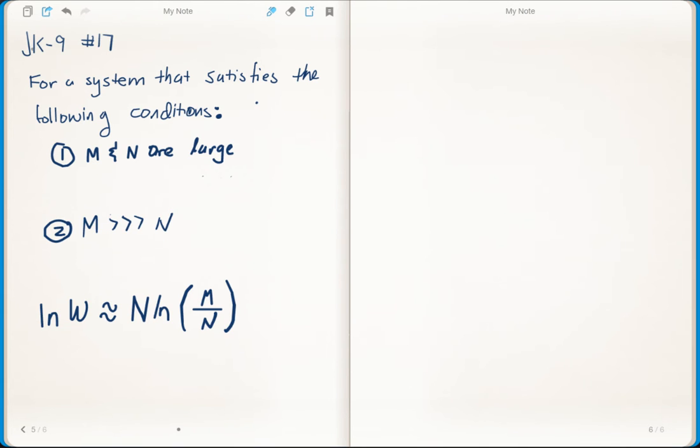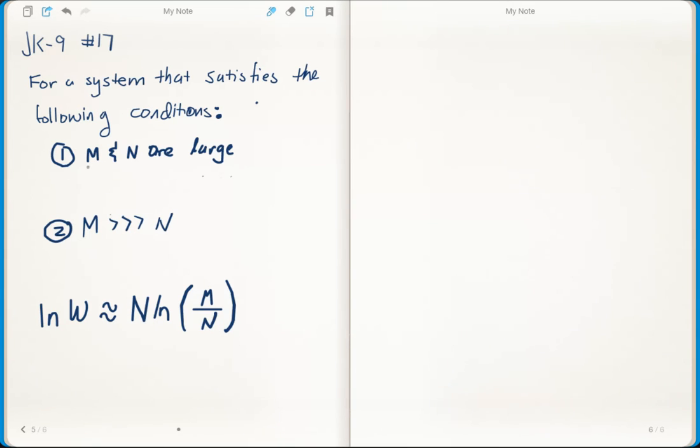This was covered in Professor Korean's lecture number 9 on slide number 17. It was basically that for a system with a large number of molecules, we can approximate that ln(w) is approximately equal to n ln(m/n). So I'll be covering the conditions, why we need these conditions, as well as the derivation of the formula.